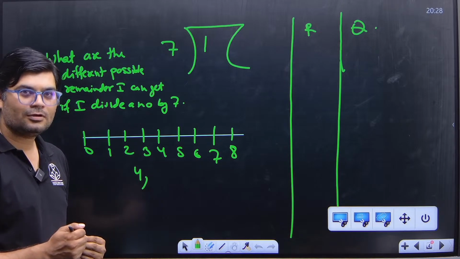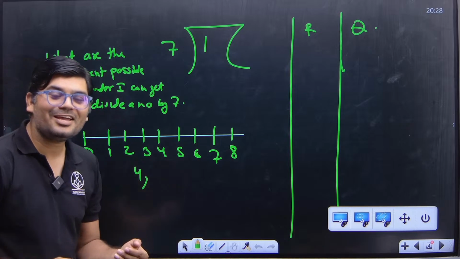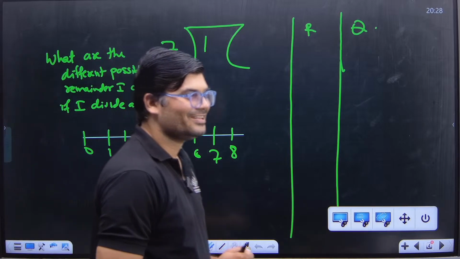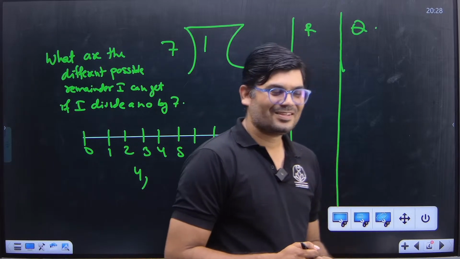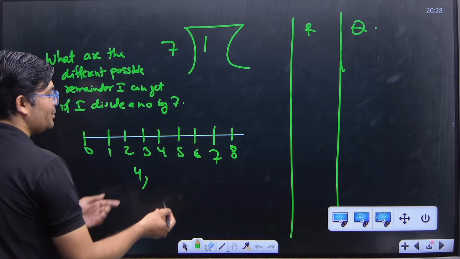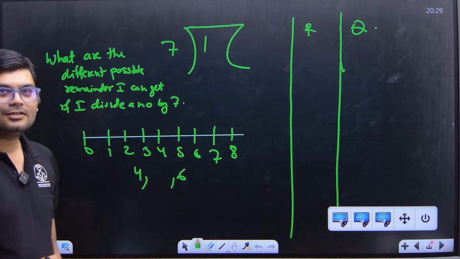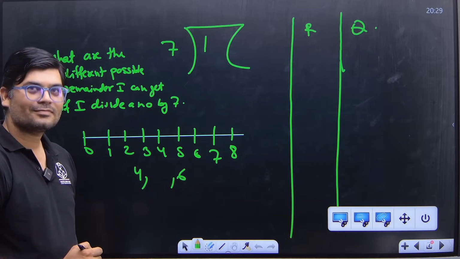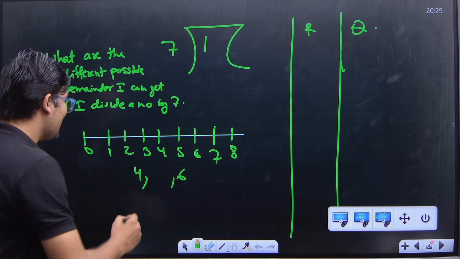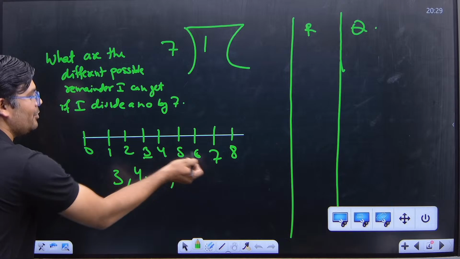Can you get 6? You tell me, can you get 6 or not? Yeah, I think so. Okay, so what is the number? If you divide 6 by 7, of course, you will get 6. Oh, okay. 3? Yes, you may get 3. If you divide 3 by 7, you will get 3.